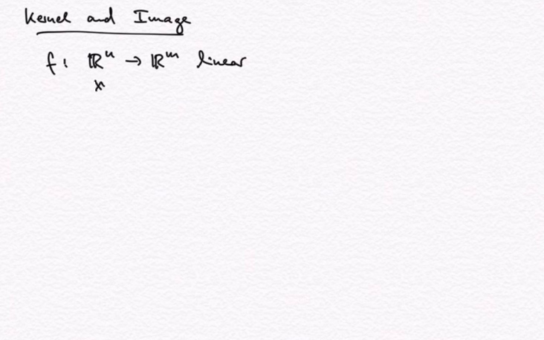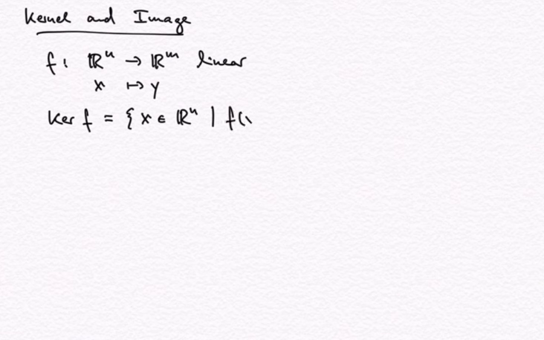Let me start a new sheet. I am now going to talk about the kernel and the image of a linear function. We consider a function F from Rn to Rm that is linear. Then we define the kernel ker F as the set of vectors in Rn, in the domain, that are being mapped to zero. Very simple.